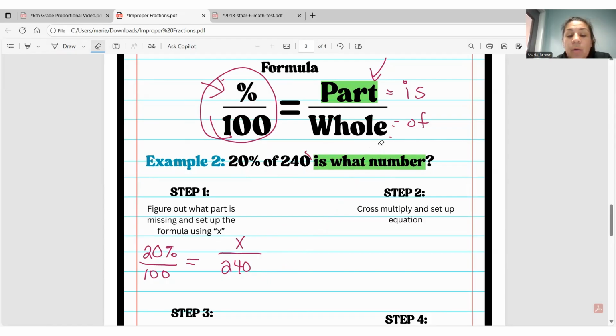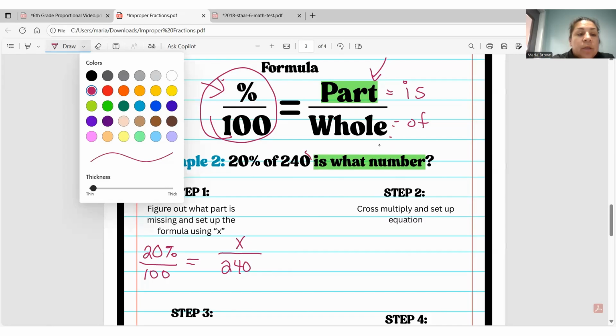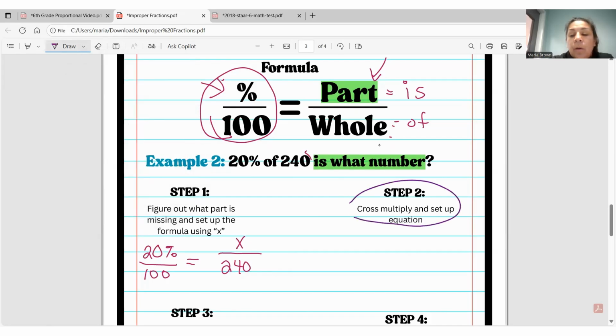So here we go. Same steps as before as we did in part 1, in example 1, we're going to cross multiply. So I'm going to use another color. Let's use purple. Okay, to do step 2. Here we go. We're going to cross multiply. Here we go. X times 100. And it doesn't matter which one you do first. It's the same deal. So X times 100 is just 100X.